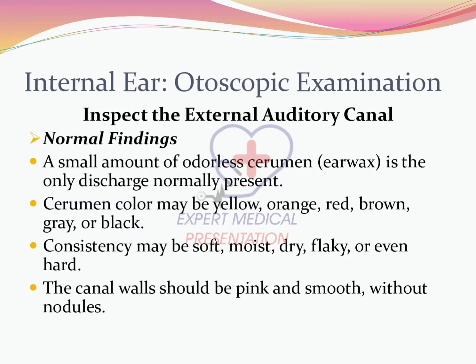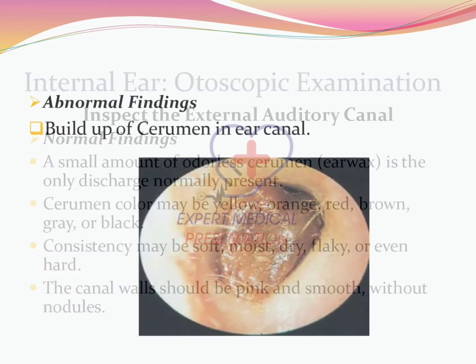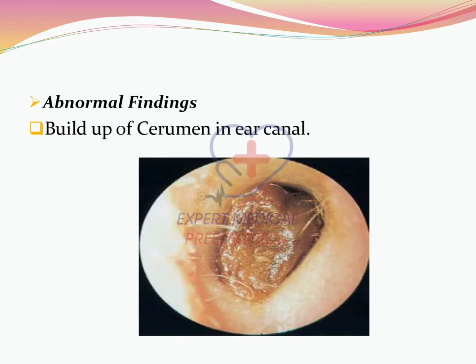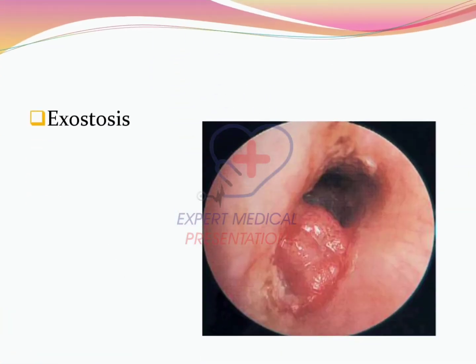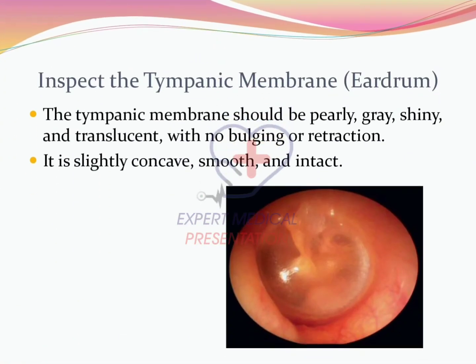Inspect the external auditory canal. Normal findings. A small amount of odorless cerumen, or earwax, is the only discharge normally present. Cerumen color may be yellow, orange, red, brown, gray, or black. Consistency may be soft, moist, dry, flaky, or even hard. The canal walls should be pink and smooth, without nodules. Abnormal findings: buildup of cerumen in the ear canal, polyp, exostosis.